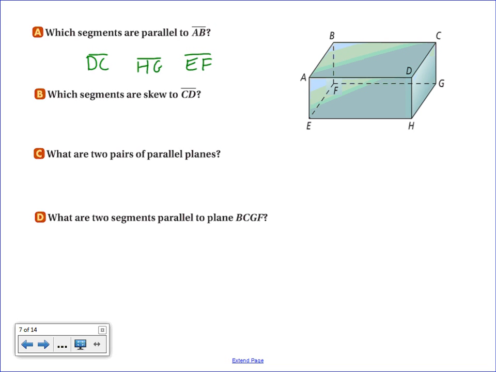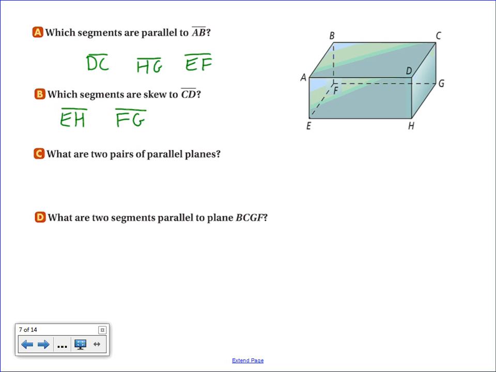We want to name all of the segments that are skew with CD. They'll never intersect it because they're on a different plane. So EH is one of them, and FG is one of them. Looking at those two lines, neither one of those will ever intersect with CD.